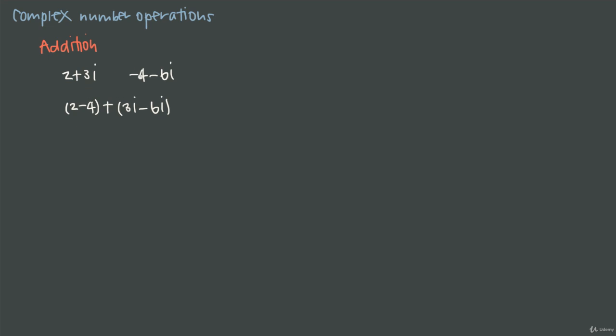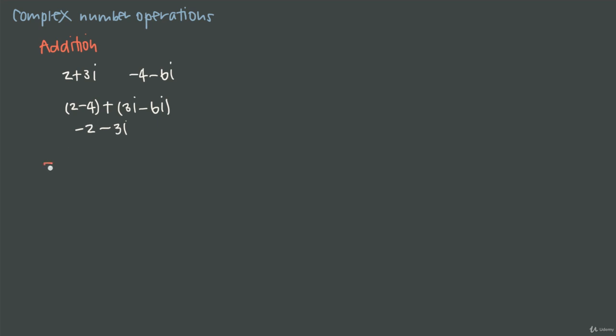So we're just adding the real parts and we're adding the imaginary parts. 2 minus 4 is a negative 2. 3i minus 6i is a negative 3i. So we get plus negative 3i, or just minus 3i. So the sum of these two complex numbers is negative 2 minus 3i.